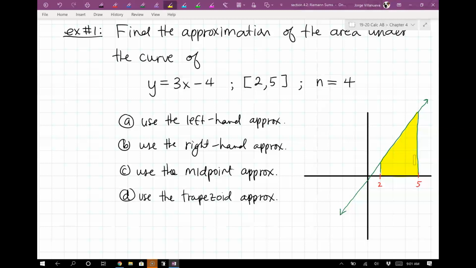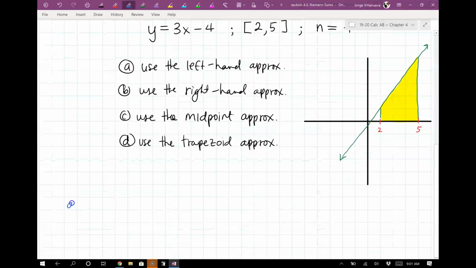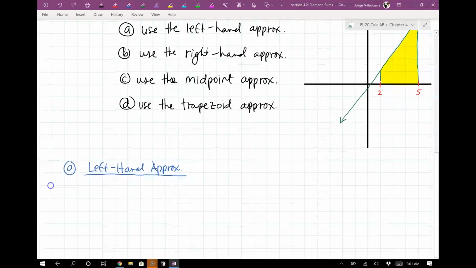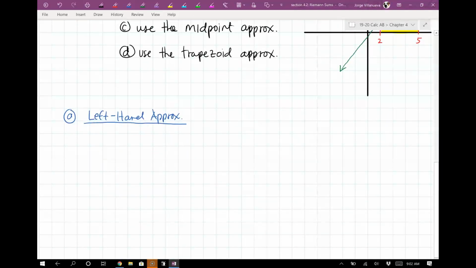So here we go. What does it look like to do part A? Part A, left-hand approximation. So in this one, I'm going to define everything for you guys, okay? And then I won't define everything in the other ones unless I have to. But the left-hand approximation has this formula.